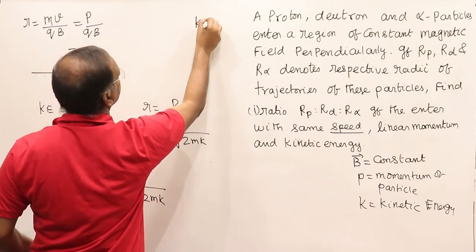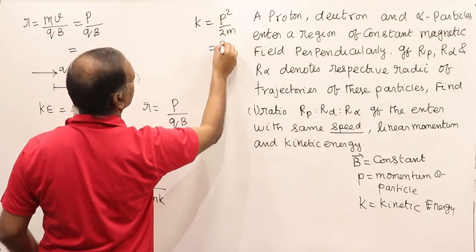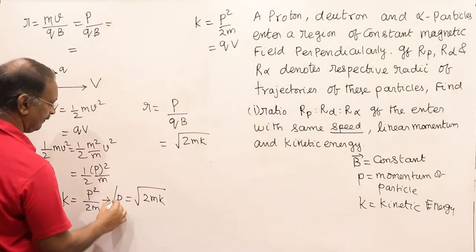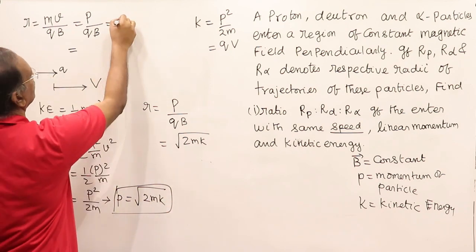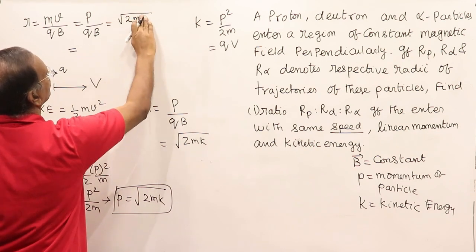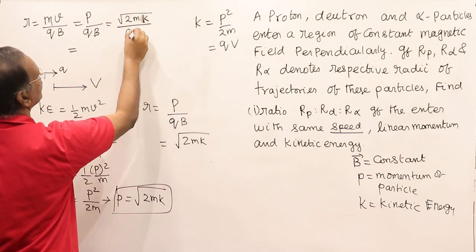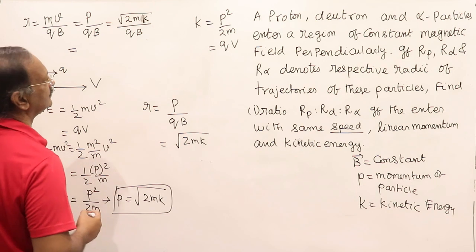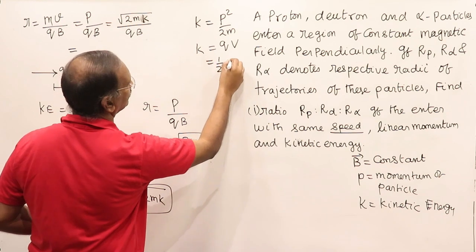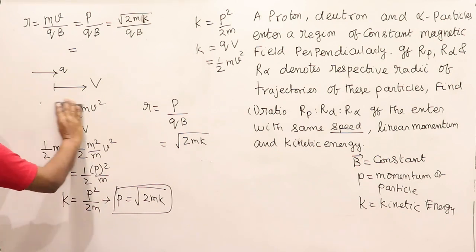where kinetic energy is equal to p square by 2m, which is equal to qV. And R also, where p is equal to under root 2mK, is equal to under root 2mK divided by qB. So again, kinetic energy is also equal to half the mass of the particle into its velocity square. These are the things we have found out now.